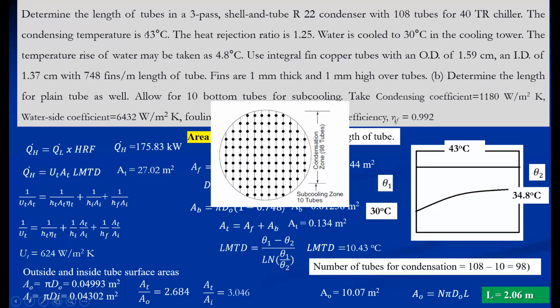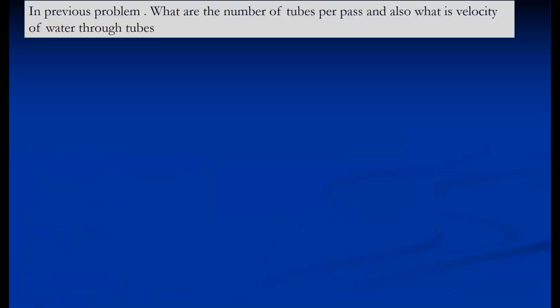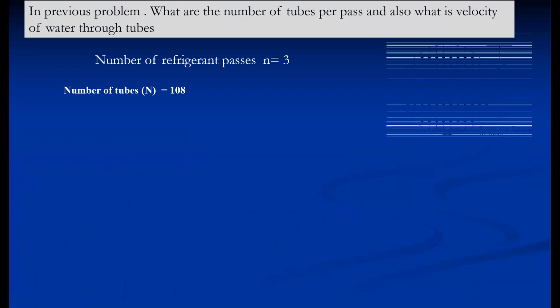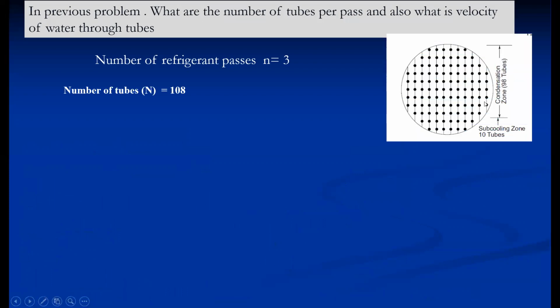We have to determine the length of the tubes in 3 passes. This problem can be extended: how to calculate the number of tubes per pass, and also what is the velocity of water through the tubes. Now the number of passes is given as 3, because this is a 3 pass condenser. For the number of tubes, in this case we have to consider all tubes, that is 108 tubes, including 98 plus 10. So the number of tubes per pass is around 36, that is the total number of tubes divided by the number of passes.